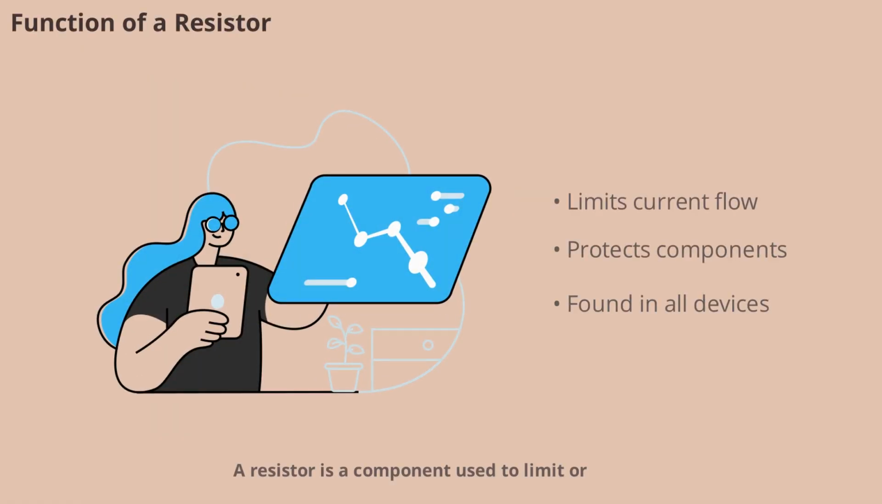A resistor is a component used to limit or regulate the flow of electric current in a circuit. By providing resistance, it helps protect sensitive components from excessive current. Resistors are found in almost every electronic device, ensuring that circuits operate safely and efficiently. They come in various sizes and values, tailored to specific needs.